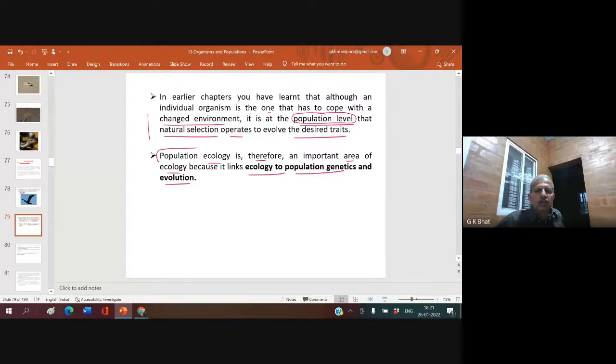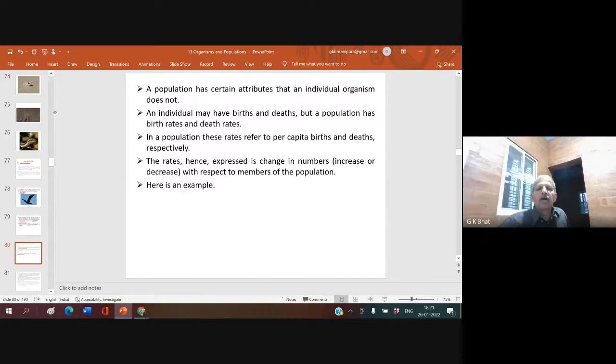Population ecology is the study of population in terms of ecosystem. A population has certain attributes that an individual organism does not. What is this? An individual may have birth and death, but a population has birth rate and death rate. You must know the difference between birth and death, birth and birth rate, death and death rate. Always the terms birth and death refer to an individual organism. Birth rate and death rate always refer to population.